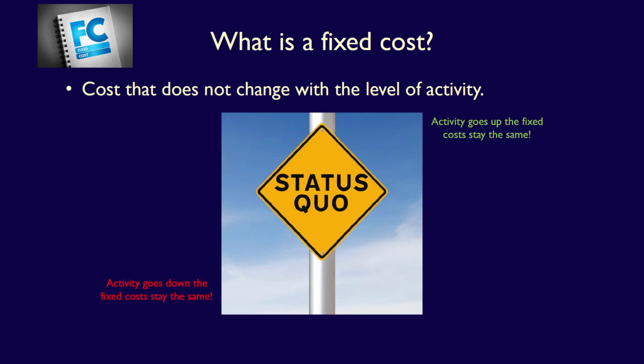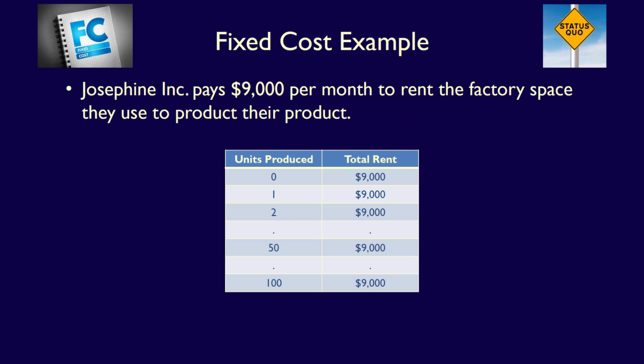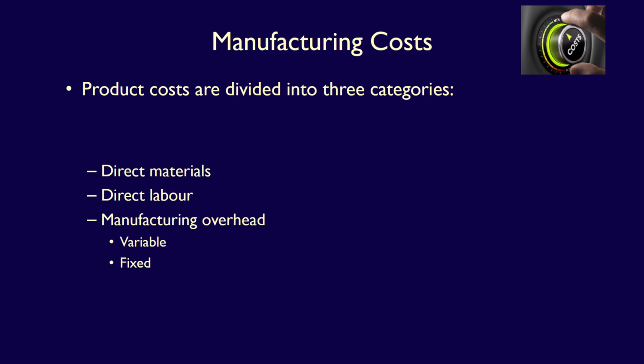Fixed costs, however, do not change with the level of activity. Activities may increase or decrease, but fixed costs, at least within the relevant range, remain constant. For example, consider rent paid for factory space. Regardless of whether the company produces 0, 2, 50, or 100 units, the total rent paid remains $9,000. However, fixed overhead costs are still one of the main product costs.